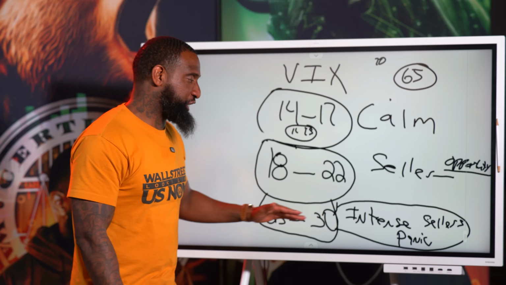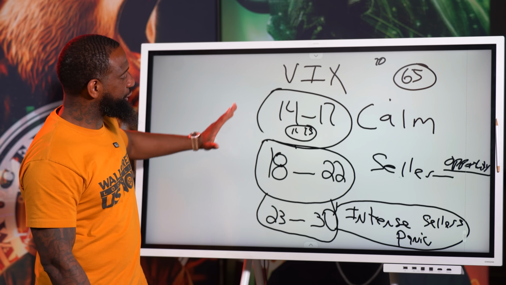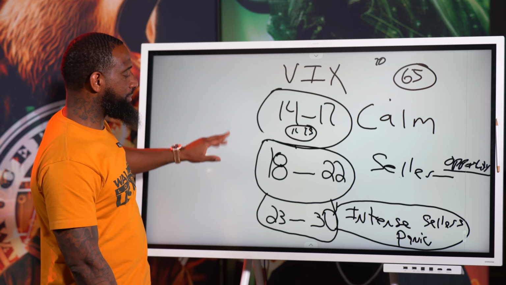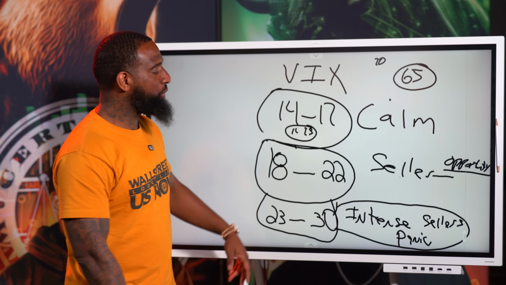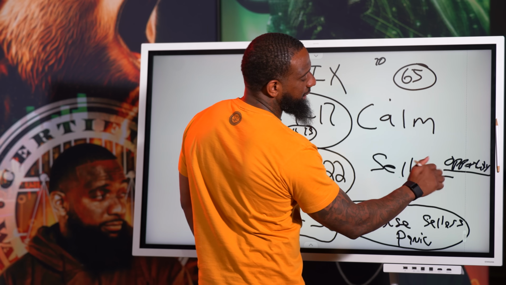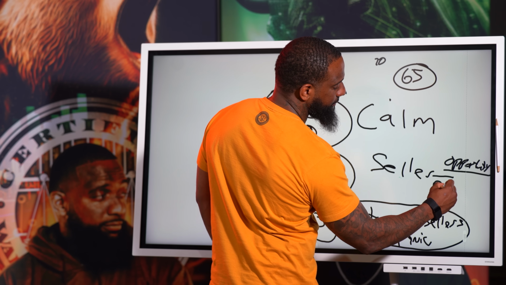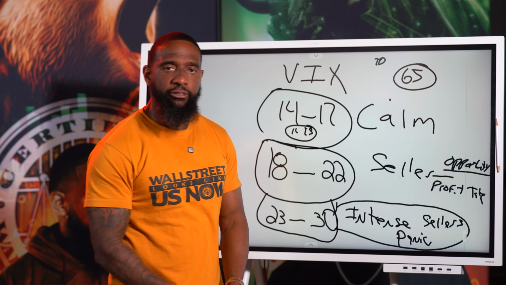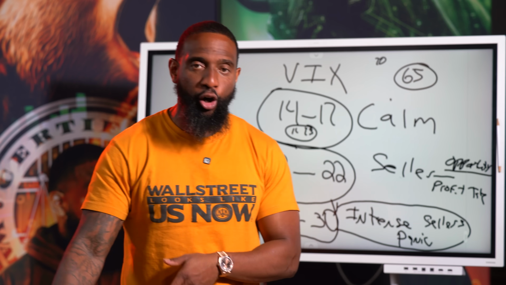And I want you to just understand these three levels. 14 to 17, that's calm. This is when people get sloppy. 18 to 22, it's a little pressure. It's sellers, but it's more so what I call profit taking, right? There's a difference between profit taking and sell-offs, right?